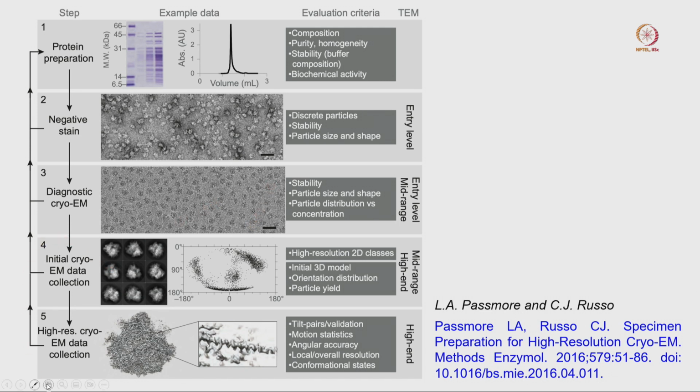Then these are the two steps at the final stage, when you will use this particle to calculate the 2D classification, initial model, structure calculation, and finally we will get the final structure. These two parts we will discuss at the end. Right now we are going to discuss this negative staining and then the cryo-EM study.